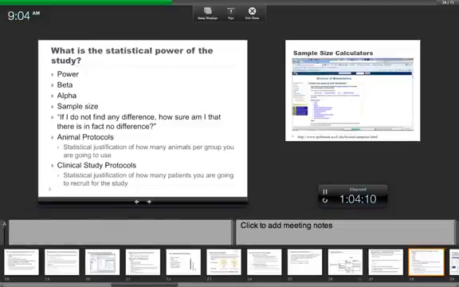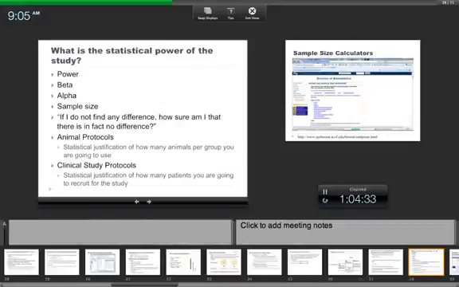And this is especially important in animal protocols. You have a statistical justification of how many animals per group that you're going to use. Because you need to plan ahead of time, you need to order the animals, and you plan the experiment correctly, do it once, and do it right.